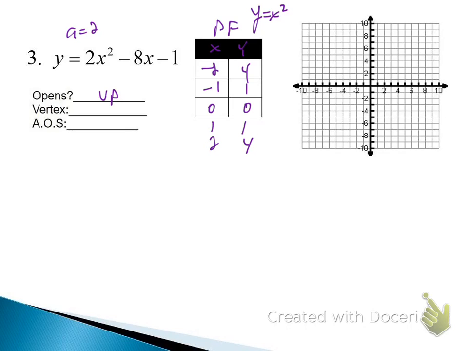So I want to take all the y coordinates for the parent function and multiply them by 2. So we get 8, 2, 0, 2, 8. And that creates new points. So we're going to plot those. Negative 2, comma 8. Negative 1, 2. 0, 0. 1, 2. And 2, 8.